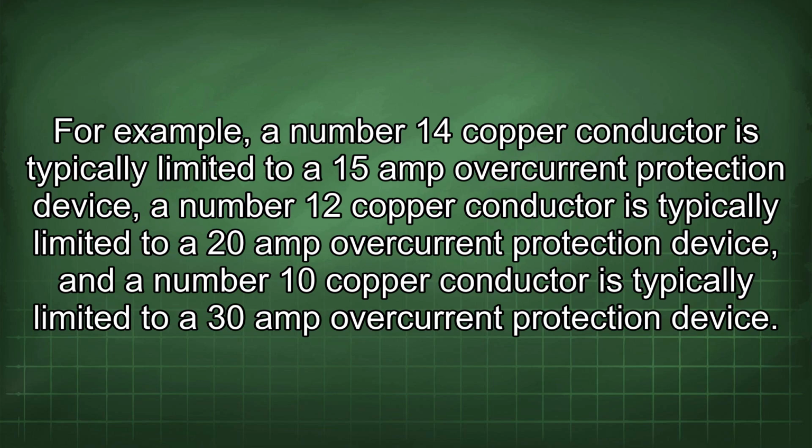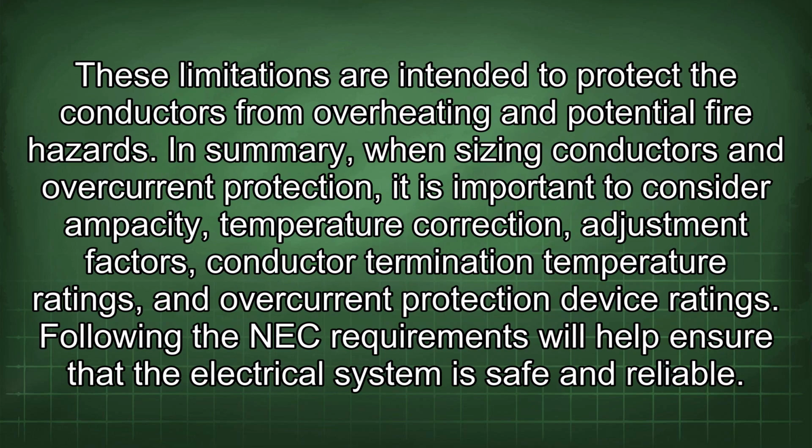A number 12 copper conductor is typically limited to a 20 amp overcurrent protection device, and a number 10 copper conductor is typically limited to a 30 amp overcurrent protection device. These limitations are intended to protect the conductors from overheating and potential fire hazards.